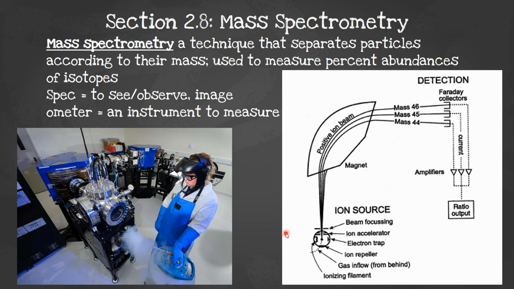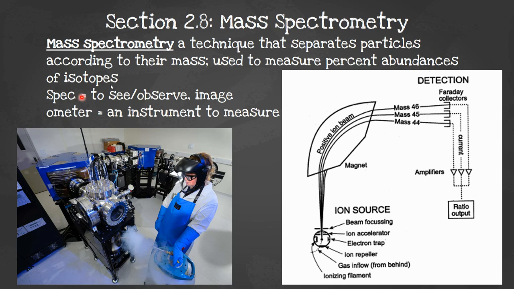Okay, you might be thinking, how did I get the natural abundance of each element? How do we know how much of each isotope we have? We use what's called a mass spectrometer or mass spectrometry, and it's a technique that separates the particles according to their mass, and it's used to measure percent abundances of isotopes.